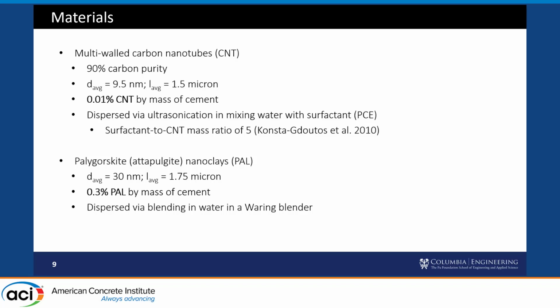With the nanoclay, palygorskite, attapulgite, we labeled it as Cal on the paper, so I stayed consistent in that way. So those are the dimensions, like I mentioned, and then we added at 0.3% by mass of cement and just dispersed them in water in a blender. Because they're highly hydrophilic, that's sufficient for lab scale study. And that's based on our own previous work.